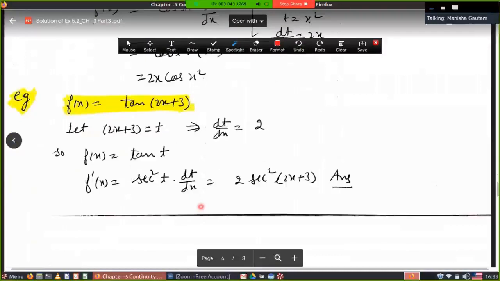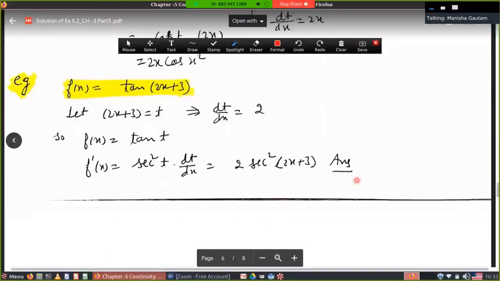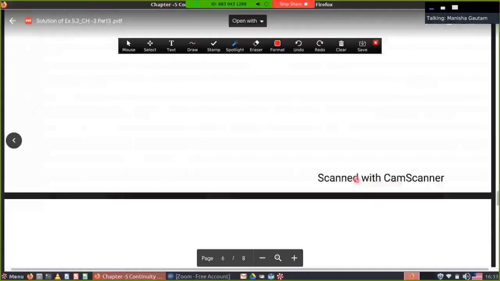Further, in the next example, f(x) is equal to tangent of 2x plus 3. You know the derivative of tangent x is secant square x, but it is not x, it is 2x plus 3. It means make the chain, take 2x plus 3 as t. And what is dt upon dx? You can calculate it. That is 2 only. Now here f dash x will be equal to secant square t into dt upon dx. Put the value of t and dt upon dx. What you will get is 2 into secant square of 2x plus 3. I think it is easy to understand now. Now you can learn the formula according to the chain rule.